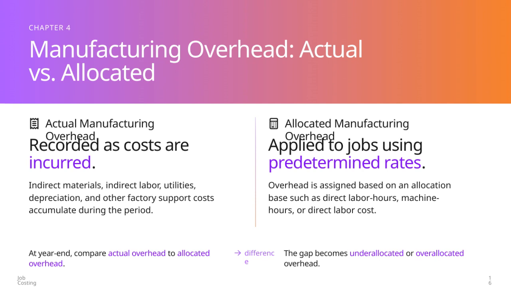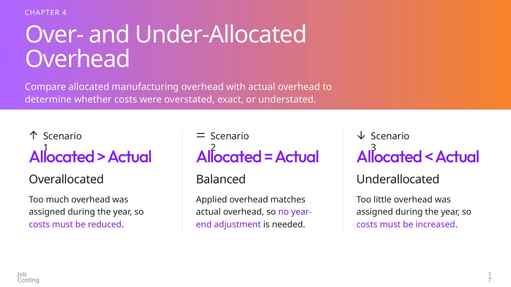At the end of the year, we compare the actual overhead costs with the allocated overhead. Any difference between these two amounts results in either underallocated or overallocated overhead. Understanding this gap is crucial because it affects the accuracy of job costing and helps us adjust expenses for more precise financial reporting. Now, let's talk about over and underallocated overhead.